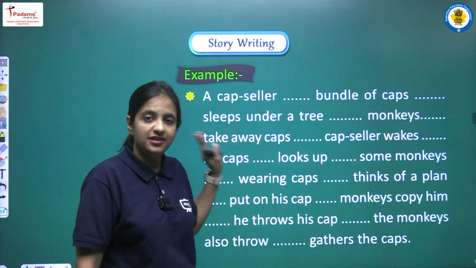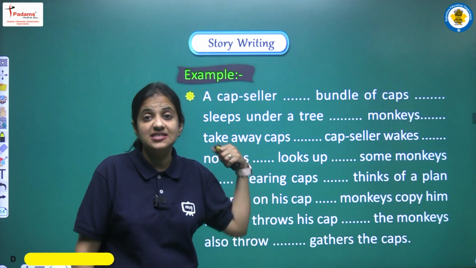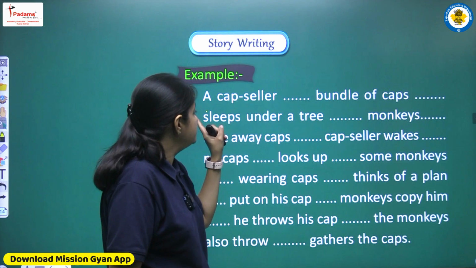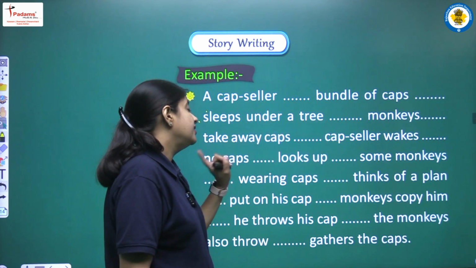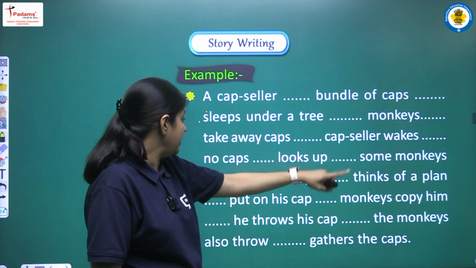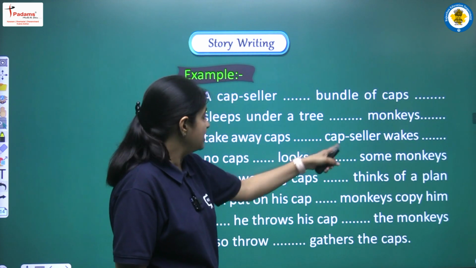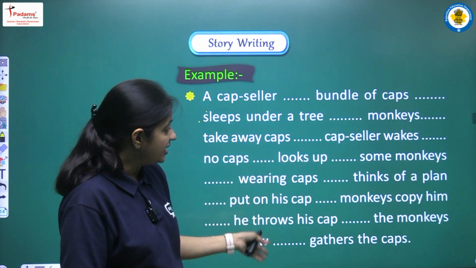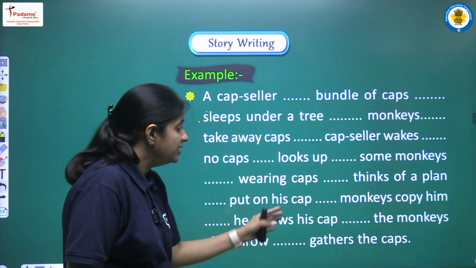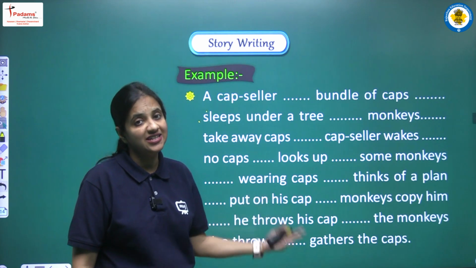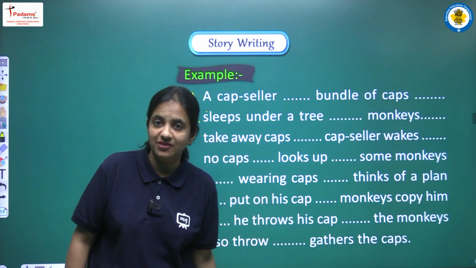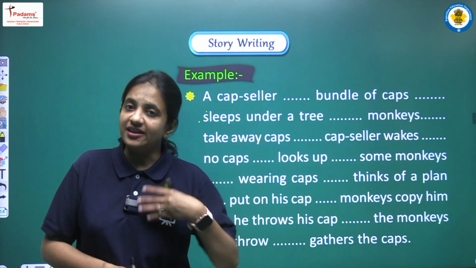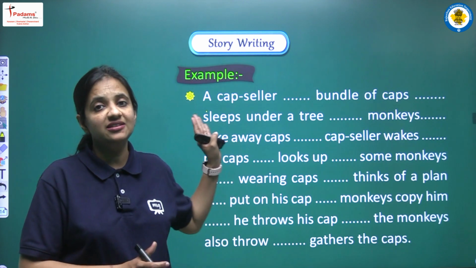So now let's see this question that we have here. Now let's see this example, these outlines. So let's see. A cap seller, bundle of caps, sleeps under a tree, monkeys take away caps, cap seller wakes, no caps, looks up, some monkeys wearing caps, thinks of a plan, put on his cap, monkeys copy him, he throws his cap, the monkeys also throw, gathers the caps. Okay, so these are the outlines that we have in front of us, and now I am sure that the story is completely there in your mind. You can frame a story after reading these outlines.